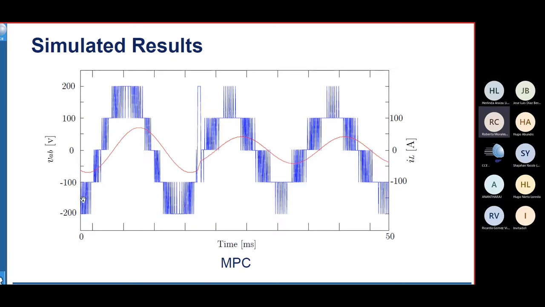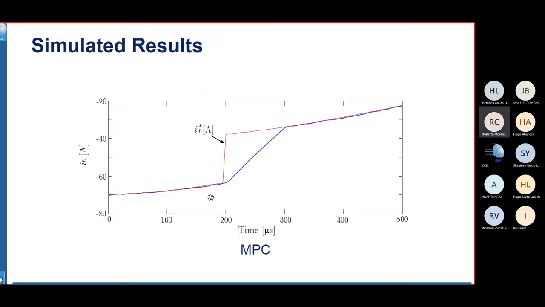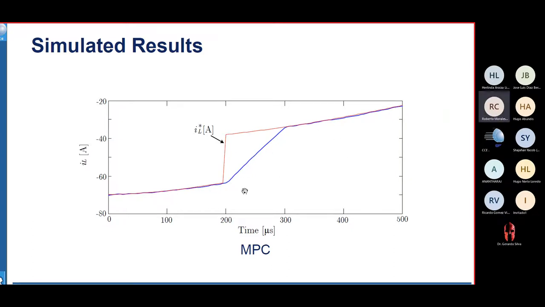Okay, this figure shows the results of the output voltage of the inverter when the model predictive control is used, and we can see also the load current. In this instance, the reference changes and the current follows it very well, because the algorithm selects the same voltage vector until the reference is reached. Here is a zoom on this instant. We can see how the reference changes and the current follows it very fast.